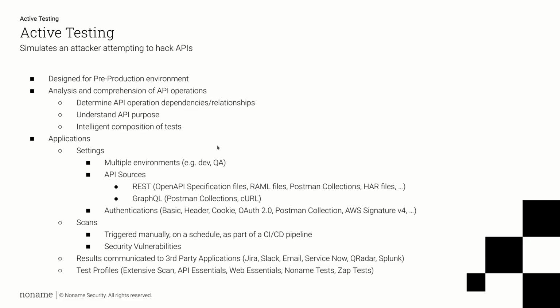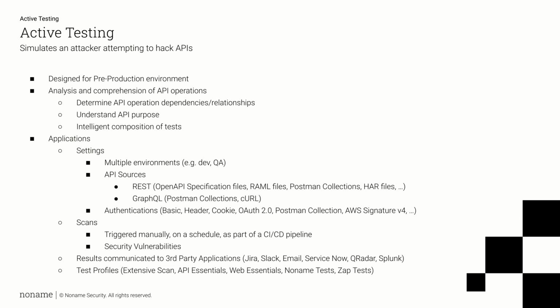All right, let's see active testing. So what is active testing? Active testing pretty much is a simulation. It simulates an attacker attempting to hack your APIs. At the end of the day, that's what it does. It is designed primarily for pre-production environments.